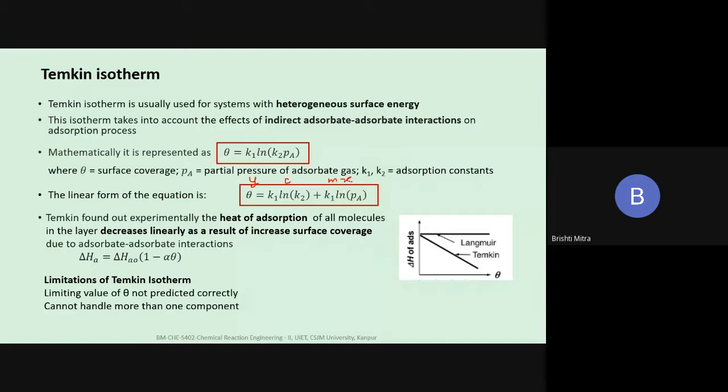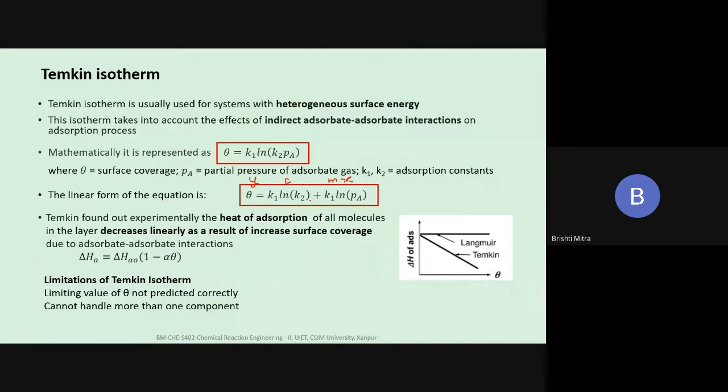In order to get a straight line, I plot theta versus ln PA, and if I get a straight line, then I say that this equation is following the Temkin isotherm. From the slope, I can get the value of K1. And after knowing the value of K1, from the intercept value, I can find out the value of K2.